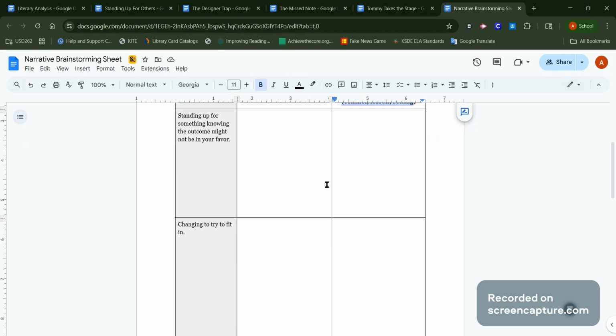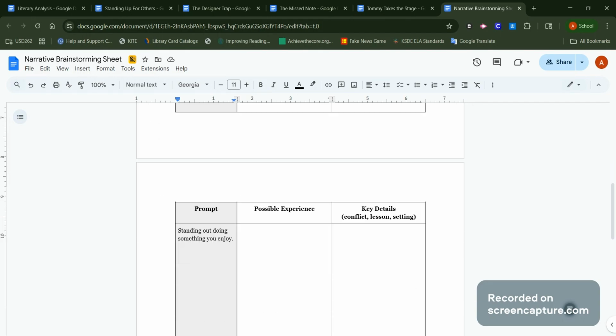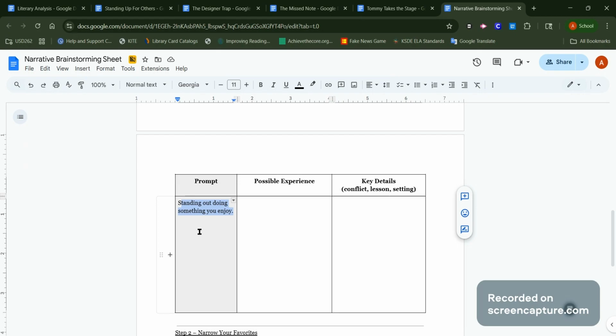So your setting. Here's your second prompt. When have you ever tried to change to try and fit in? Here's your third prompt. When have you stood out doing something you enjoy? So maybe you made a different choice than someone, and not everybody agreed or was doing the same thing, but you didn't really mind. You enjoyed what it was, and so you were able to do that.